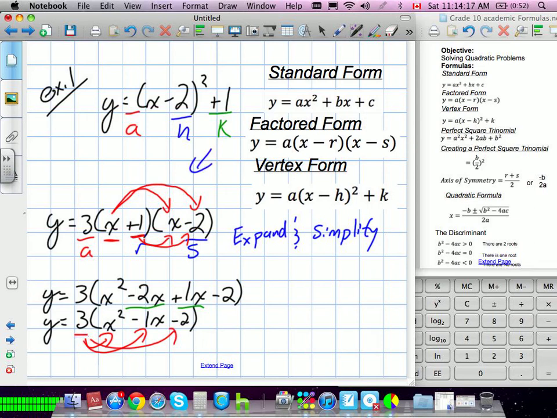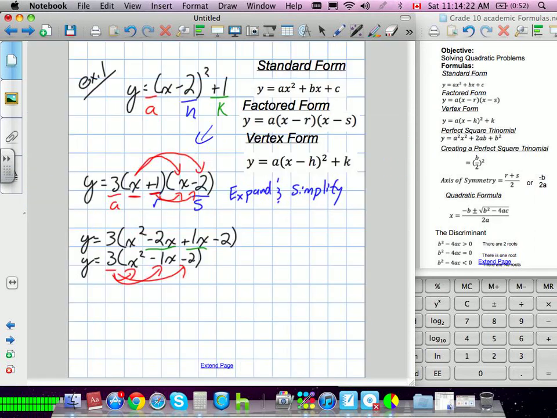So 3 times x squared is going to give us 3x squared. 3 times -1x, -3x. And -2 times +3, -6. Now, what form does this look like? Standard. That's right. We are now in standard form. We expanded and simplified, and we've got to standard form now. That was our goal in this process.